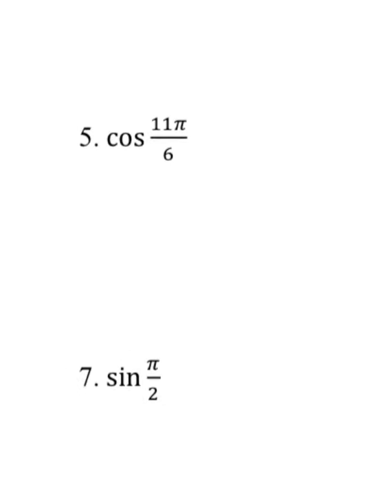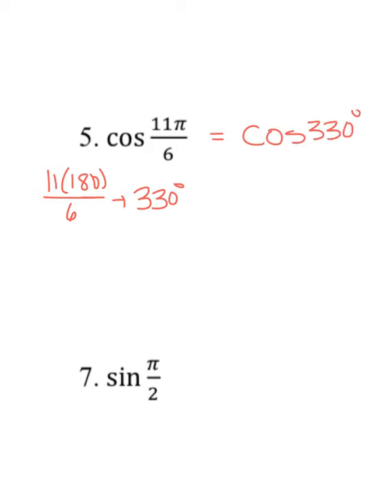The cosine of 11 pi over 6. 11 times 180 divided by 6. Again, I'm doing this because I don't want it to be in radians. I want it to be in degrees. That's my preference for right now. That gives me 330 degrees. So the cosine of 11 pi over 6 is the same thing as the cosine of 330 degrees. So I type in cosine of 330 in the calculator. That gives me 0.8660.